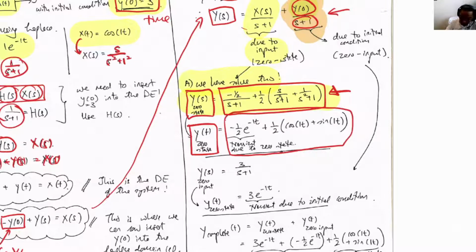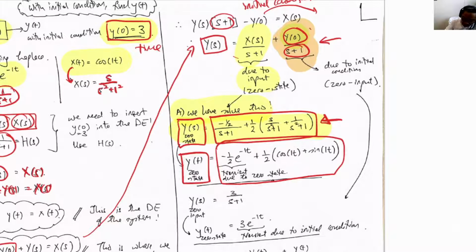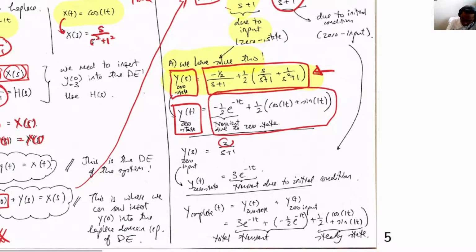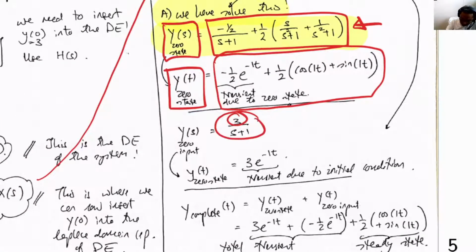Now all we need to do is to figure out how to solve the new expression due to the zero input, y naught over s plus 1. What is y naught? y naught is 3, so 3 over s plus 1 is simply, by the inverse Laplace transform, 3e to the minus 1t. This term is the output due to the zero input, or should I say, due to the initial condition. This is y(t) due to the zero input. It is 3e to the minus 1t.